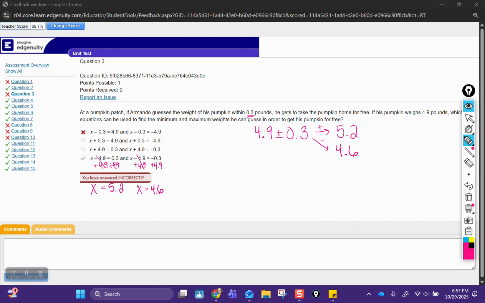So what they're doing is they're taking his guess, which is x, right? We don't know what he guessed, but if his guess is x and we take away the weight of the actual pumpkin from the guess, we either have to be 0.3 over or 0.3 under, which is where that 0.3 and negative 0.3 come into play. If you check out the solution that you picked, the first one, we do solve this, we do get 5.2, but when we solve this second one, if we try to add 0.3 to both sides, we get that x equals negative 4.6, and we can't have a negative weight. So that first one that you selected does not work.